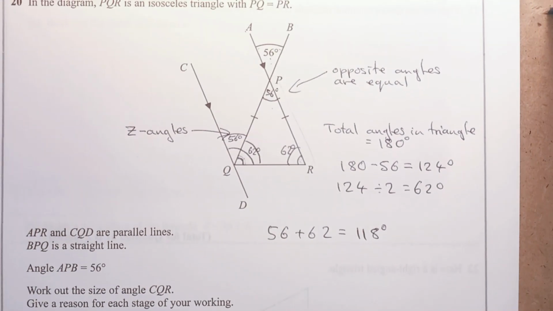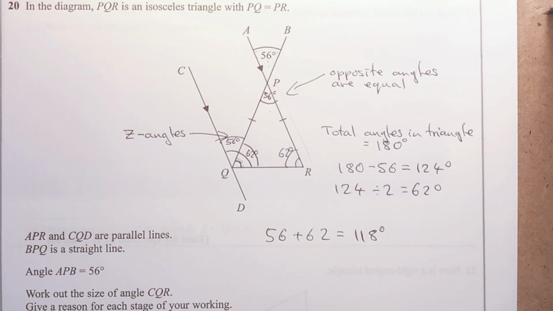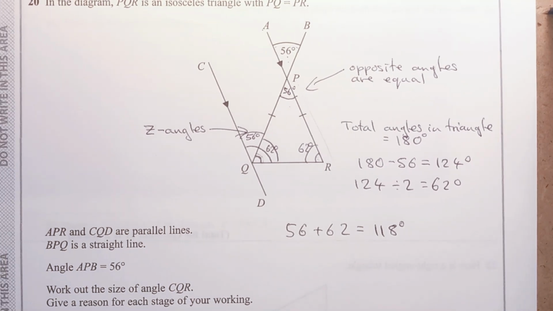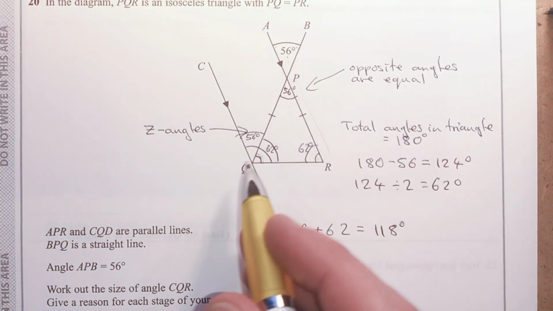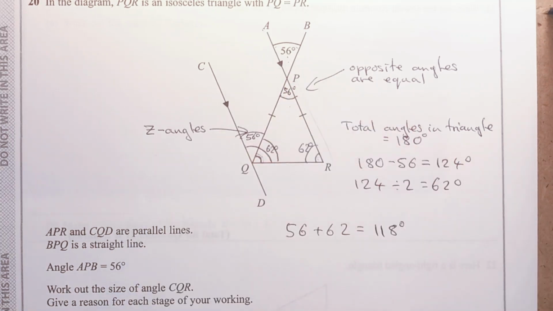So you might not see how to do it straight away. It's absolutely fine. I say use what you know. Start off, even if you don't get all the way there, you might get 1 or 2 marks. So the opposite angles, the Z angles, angles in a triangle, all those things are going to be useful to pick up marks.